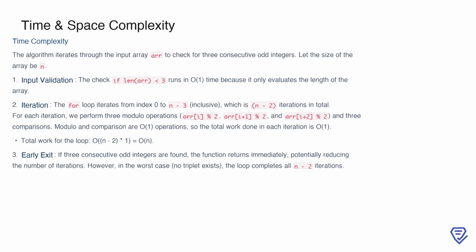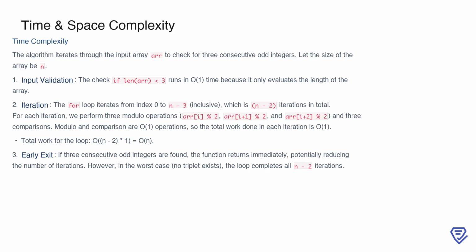Here, we analyze the time complexity of the algorithm. The first step is input validation, where we check if the length of the array is less than 3. This operation is constant time, or O(1), because it simply evaluates the length of the array. Next, we have the iteration, which is handled by a for loop running from the first index to the third to last index, resulting in a total of n-2 iterations.